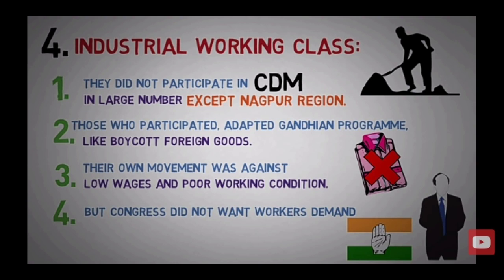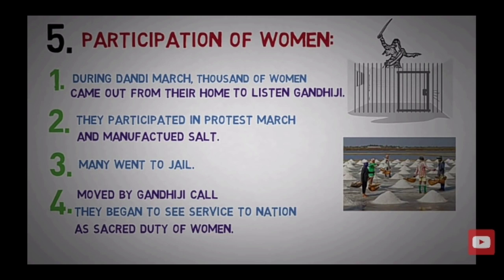And regarding women also, in this movement, women participated in huge numbers. During the Dandi March, thousands of women came out of their homes to listen to Gandhiji, participated in the protest march and manufactured salt. Many women were arrested and went to jail. Moved by Gandhiji's call, they began to see service to the nation as a sacred duty of women. Gandhiji was successful in taking women out of their homes and involving them in nation-making, and women responded in huge numbers and participated in the civil disobedience movement.